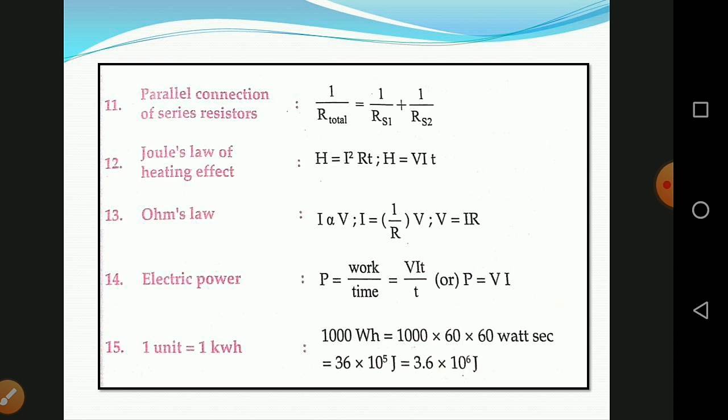Because V is equal to IR, we can write H as V into I into T.